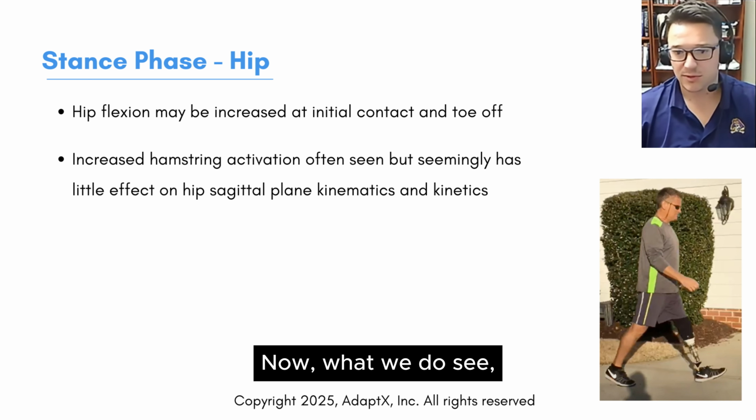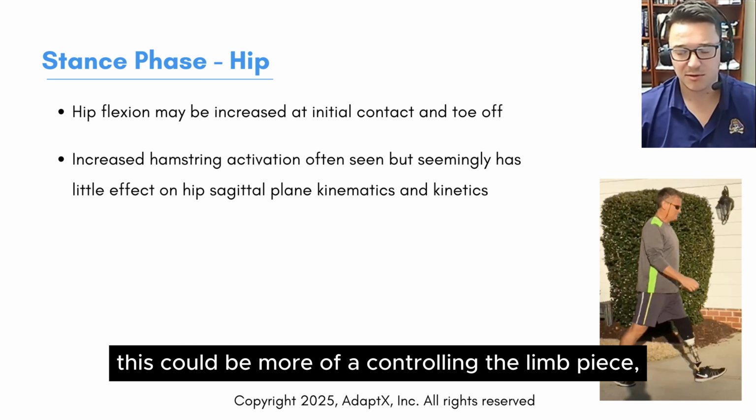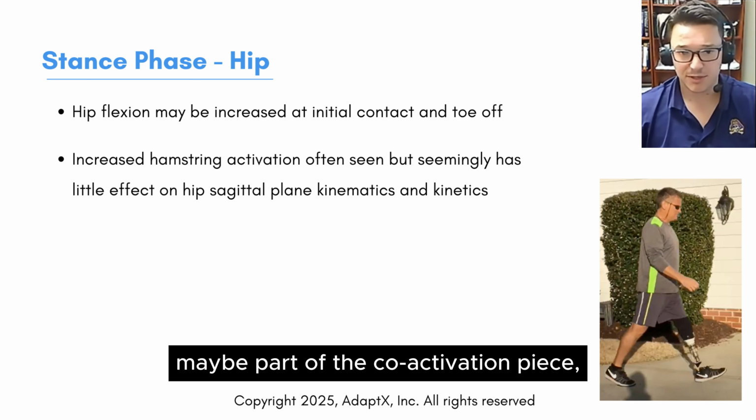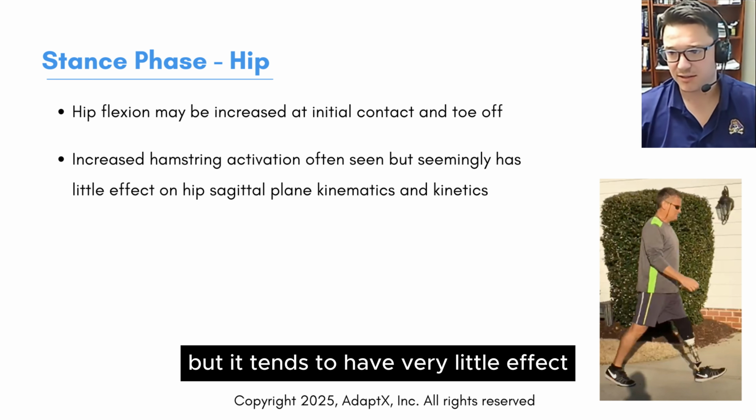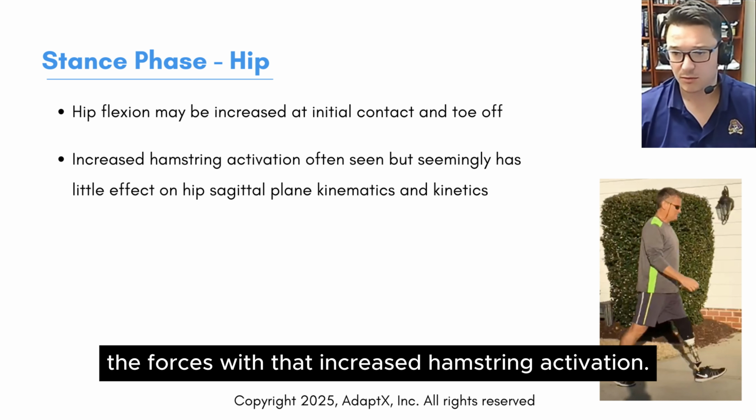Now, what we've seen in EMG studies is that there's some more hamstring activation. This could be more of a controlling the limb piece, maybe part of the co-activation piece, but it tends to have very little effect on the actual gait mechanics as far as the motion and the forces with that increased hamstring activation.